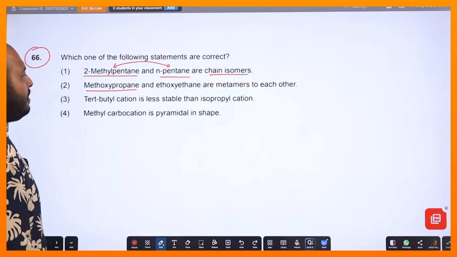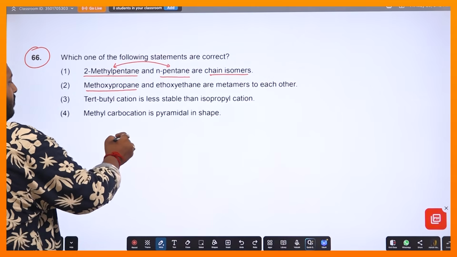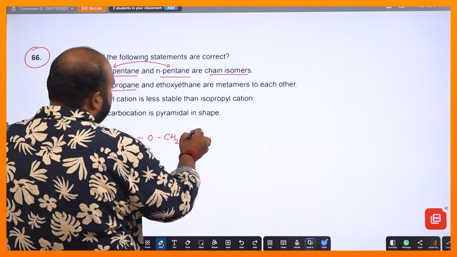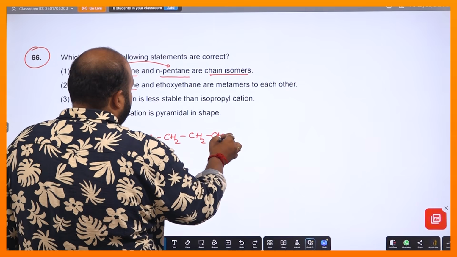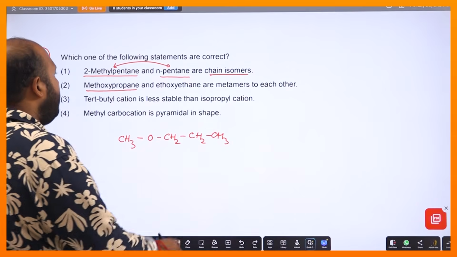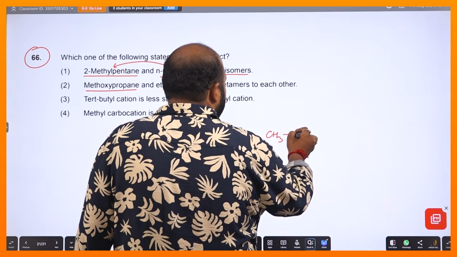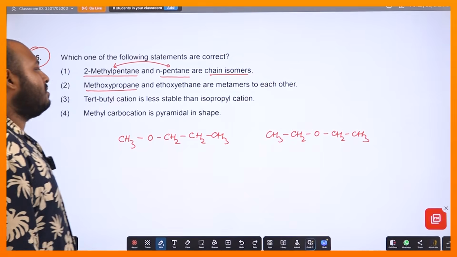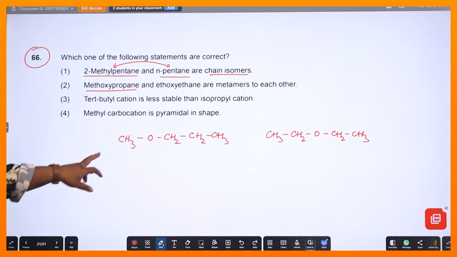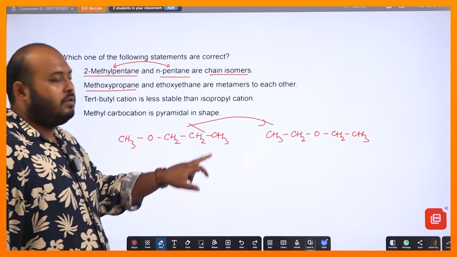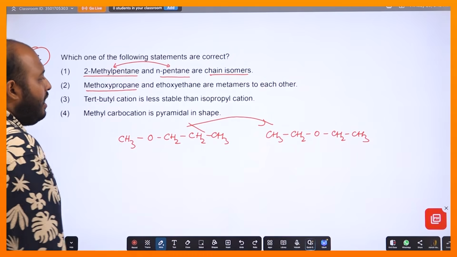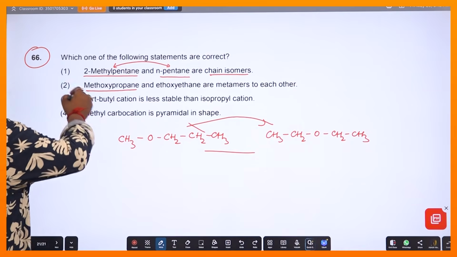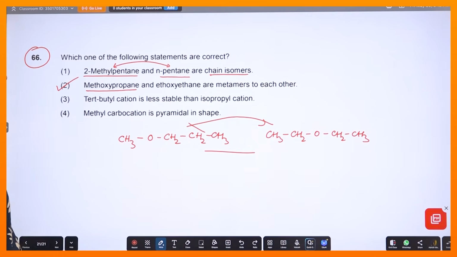Next is methoxypropane and ethoxyethane. The structures for methoxypropane and ethoxyethane will be like this. You can see that this is an example of metamerism, and the relation between them is that they are metamers. So we can simply conclude that this is the correct option. We are not going to any other.